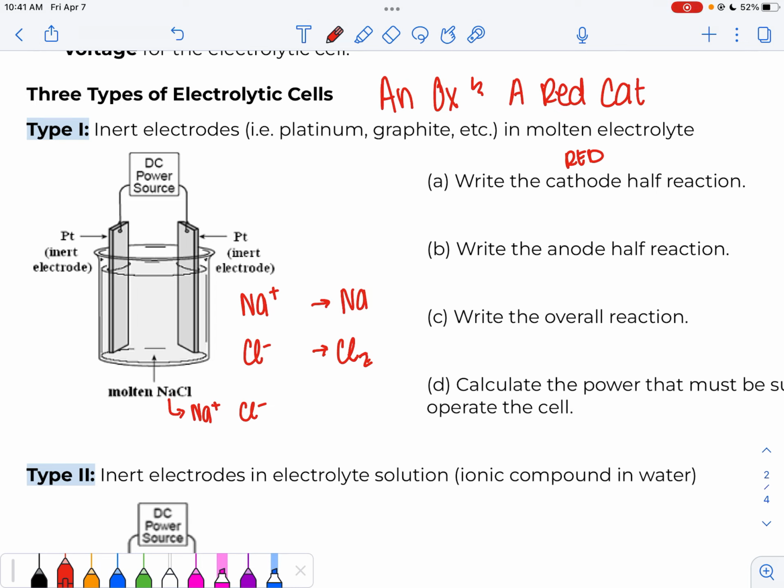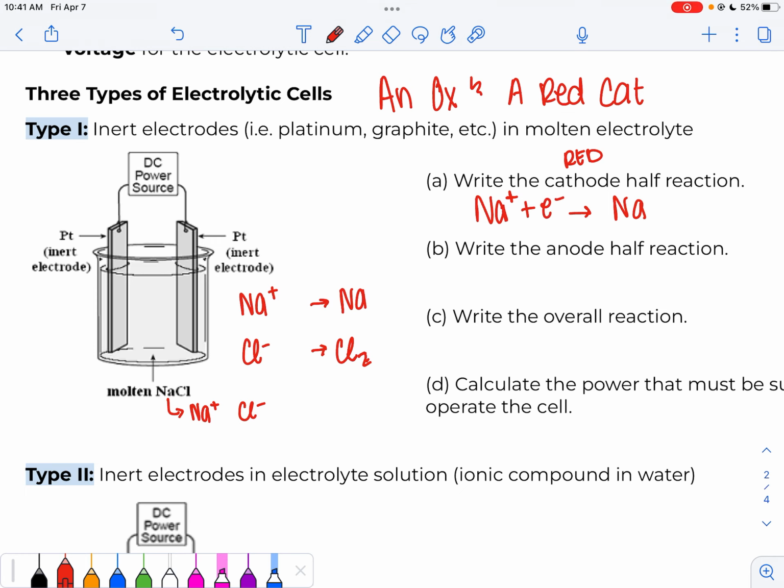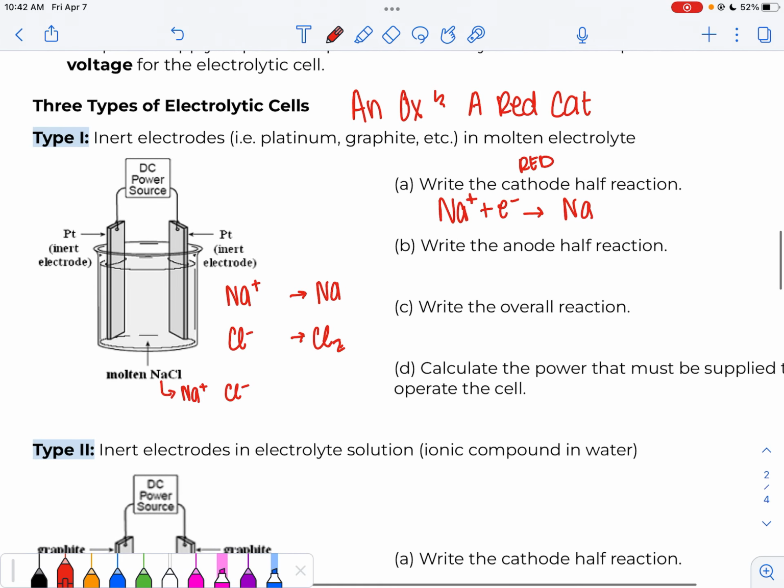So at the cathode, we know that sodium ions are going to be reacting to form sodium solid. So remember, for our half reactions, we have to balance them out by adding in electrons. So how many electrons do I need to gain to go down that oxidation state? Just one, so plus e-. So if you were to take a look at the table of standard reduction potentials that I gave you, you will find that for this half reaction, the E naught value is -2.71 volts.